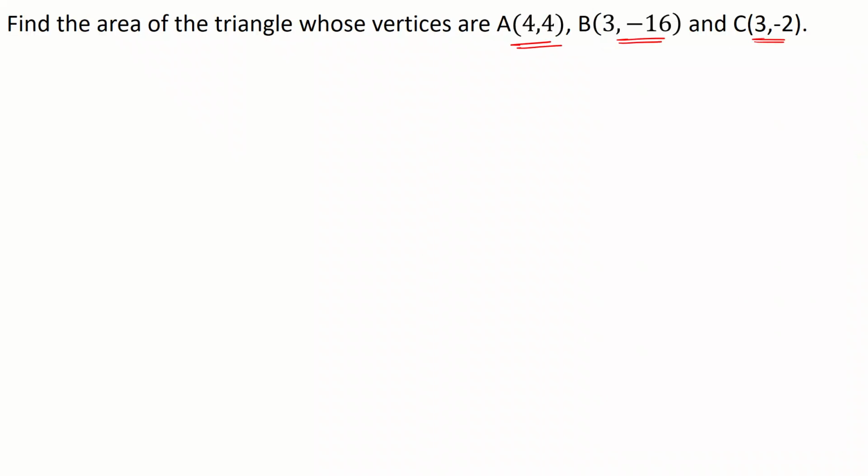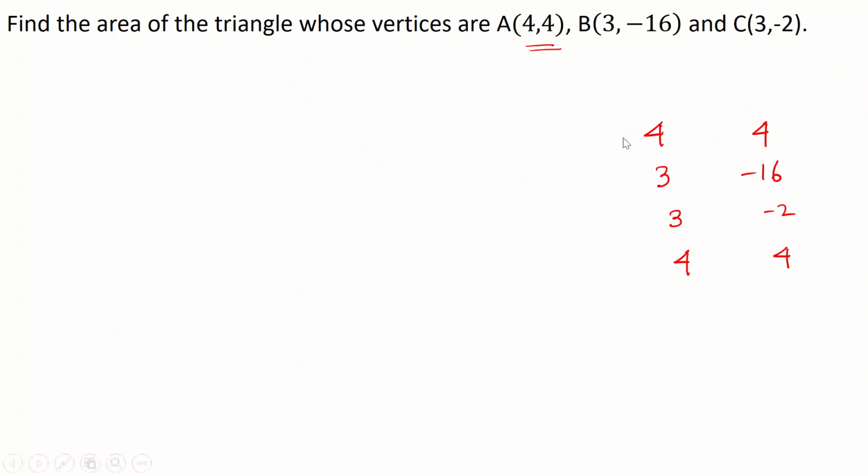So what you need to do is start with any particular point. Let's just take the first point itself, 4, 4. You write down 4, 4 over here. The next point is 3, minus 16. So you write down 3 and minus 16. Then you write down 3, minus 2. So you write down all these 3 points and then just repeat the first point again. So it's 4 and 4.